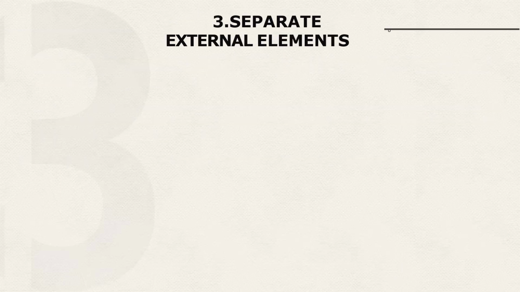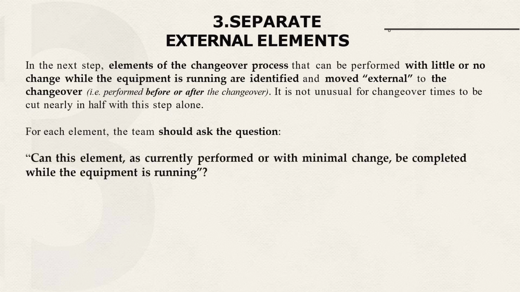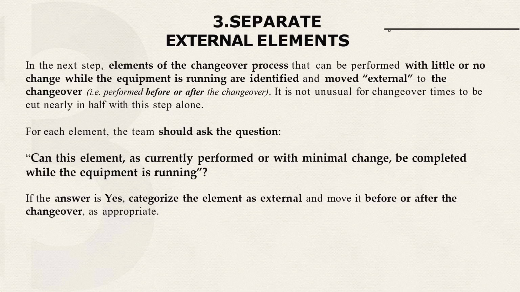In the next step, elements of the changeover process that can be performed with little or no change while the equipment is running are identified and moved external to the changeover, that is, performed before or after the changeover. It is not unusual for changeover times to be cut nearly in half with this step alone. For each element, the team should ask the question: Can this element, as currently performed or with minimal change, be completed while the equipment is running? If the answer is yes, categorize the element as external and move it before or after the changeover as appropriate.